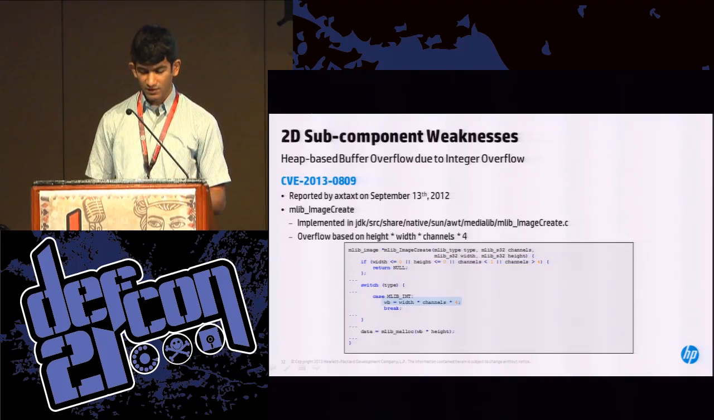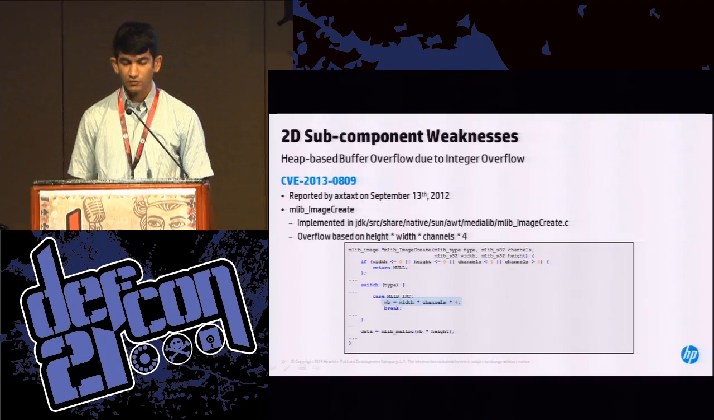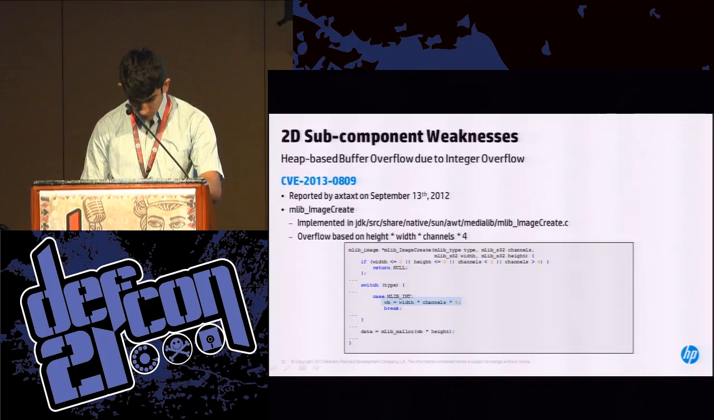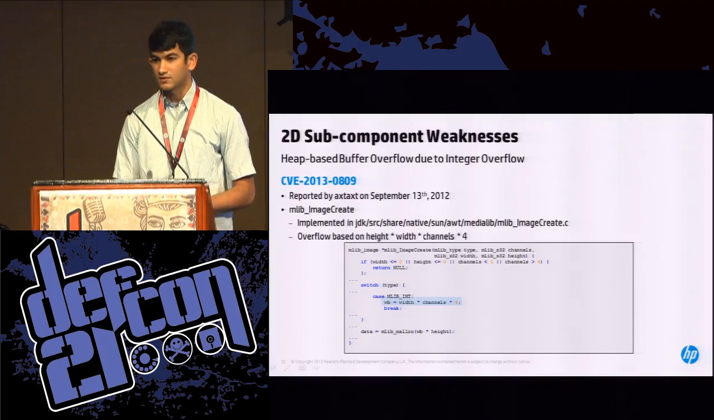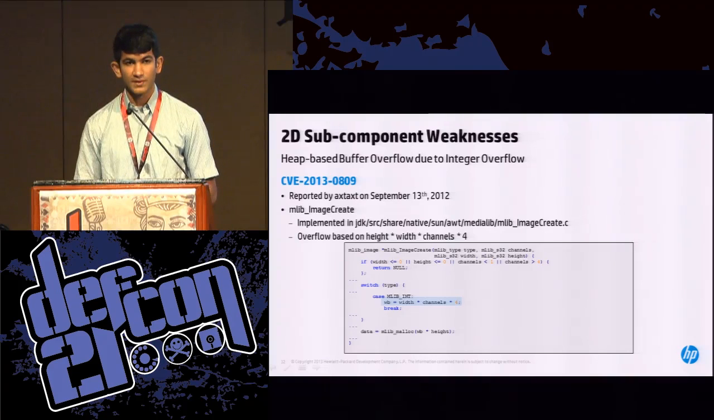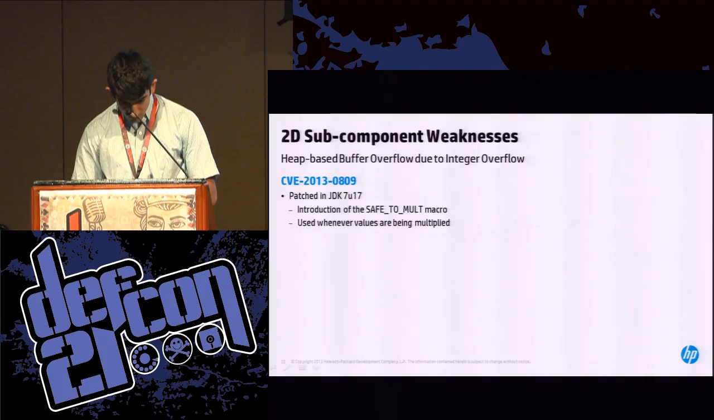But then once that's done, if the mlib_type is MLIB_INT, we will multiply height and channels by 4 and width and channels by 4 and set that to wb. Then later on we will multiply that value by height. So if height times width times channels times 4 is greater than 2 to the 32nd power, we'll end up passing a value to malloc that is smaller than we actually require. As a result, when we actually start writing to this buffer, we'll overflow.